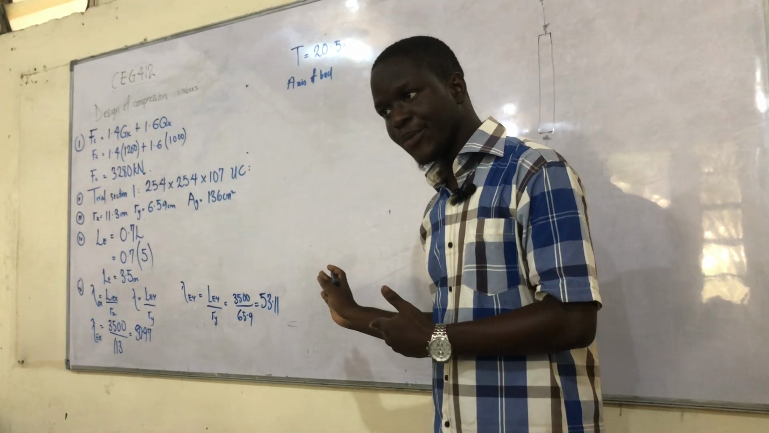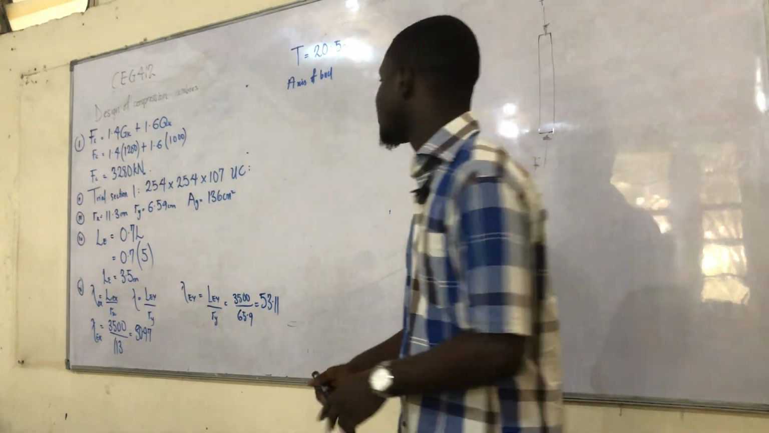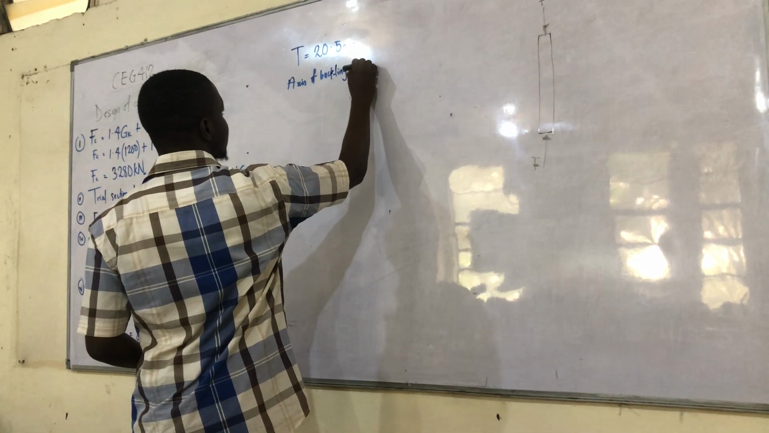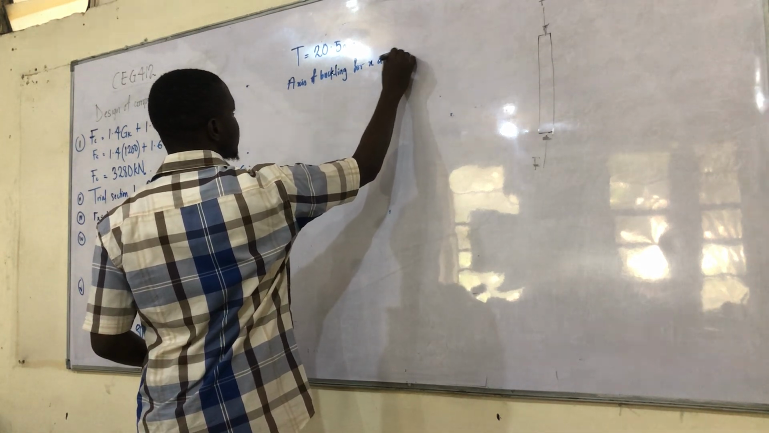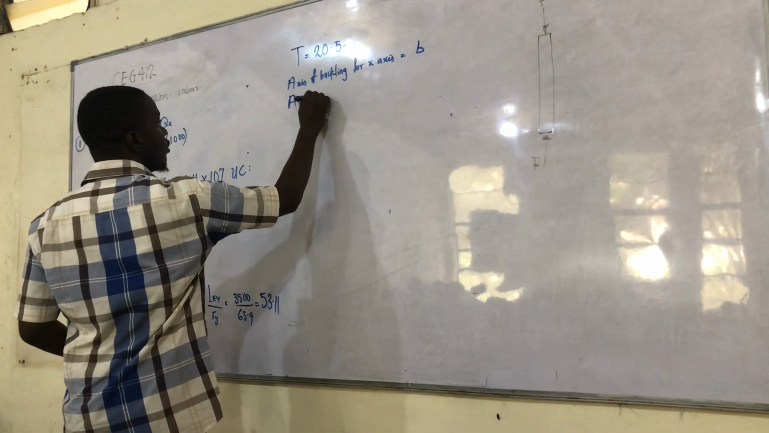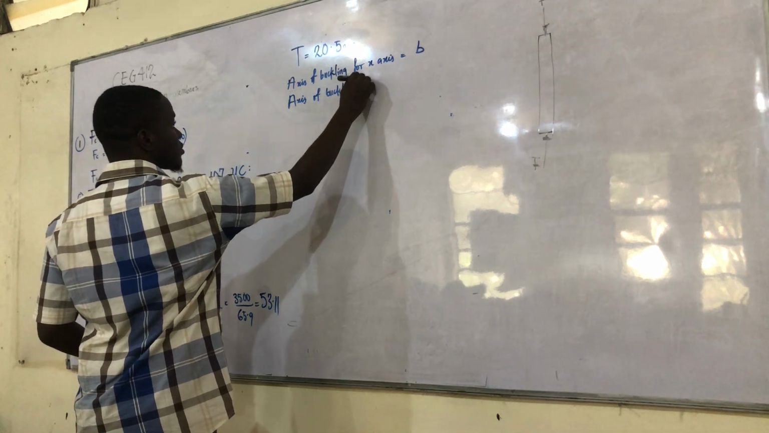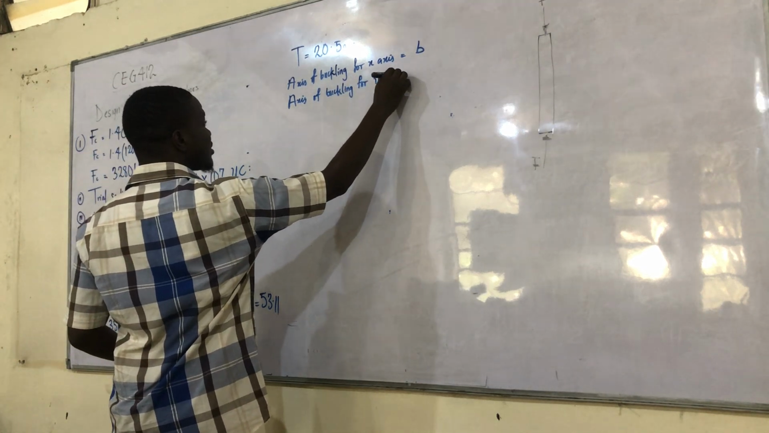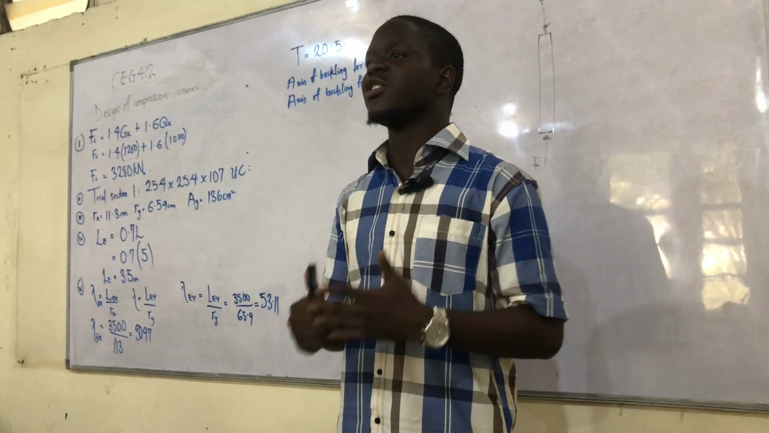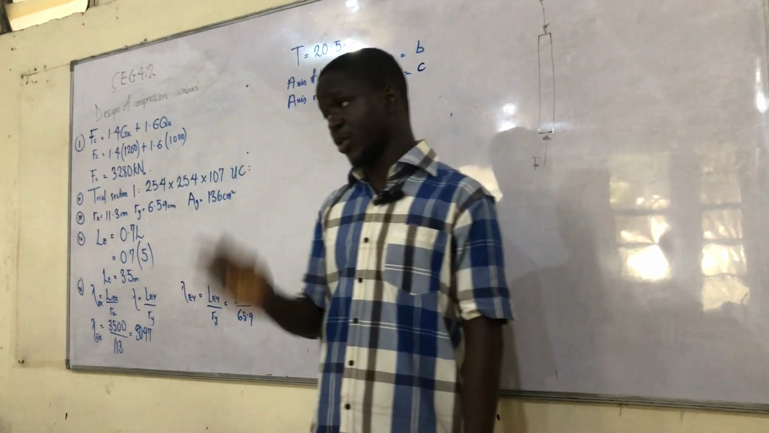So do you understand now? So our axis of buckling for x-axis is what? For our y-axis, what's our axis of buckling? For our y-axis, what's our axis of buckling? Do you all understand to this point?